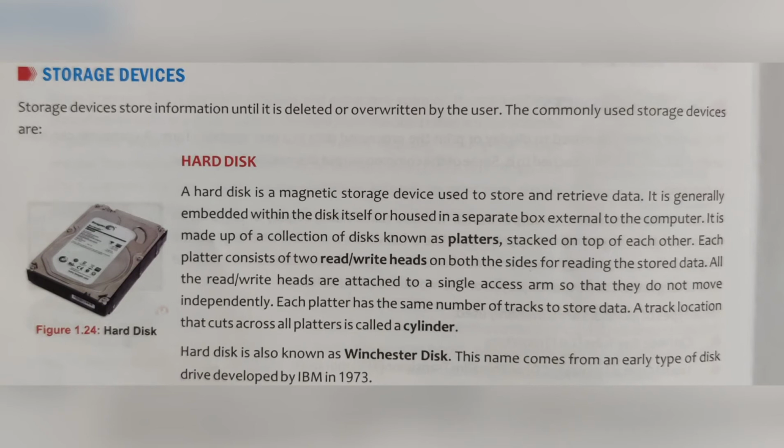Now let's come to storage devices. Storage devices store information until it is deleted or overwritten by the user. The commonly used storage devices are: first is the hard disk. The hard disk is a magnetic storage device used to store and retrieve data. We can store our data in the hard disk. It is generally embedded within the computer itself or housed in a separate box external to the computer.